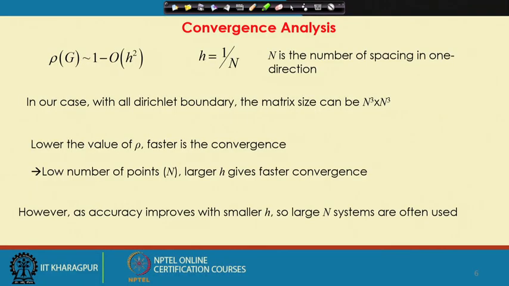However, as we are asserting several times, the accuracy improves with smaller h or larger n, so large n systems are often to be used. So, the question becomes: I know that I have to use a large grid framework, which will give me slower convergence, because h is small, therefore the spectral radius of the G matrix is large and it will give me slower convergence. So, what should we do to improve convergence?